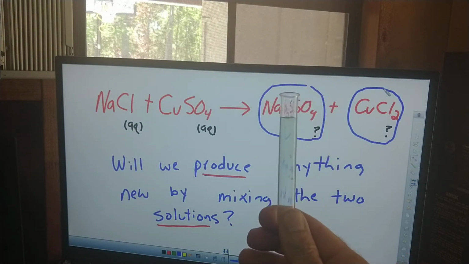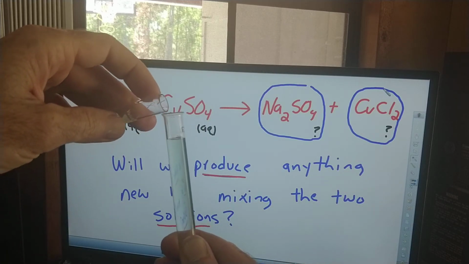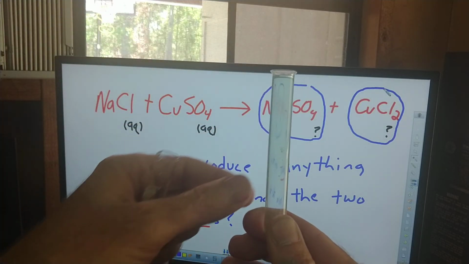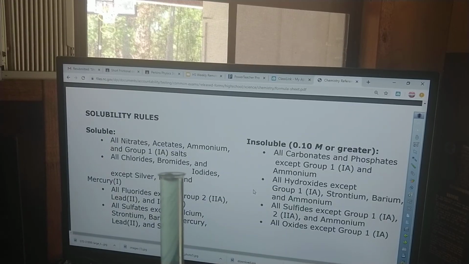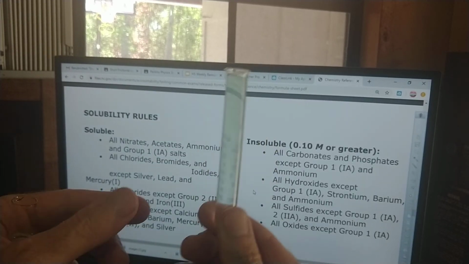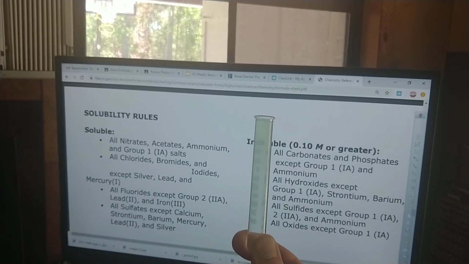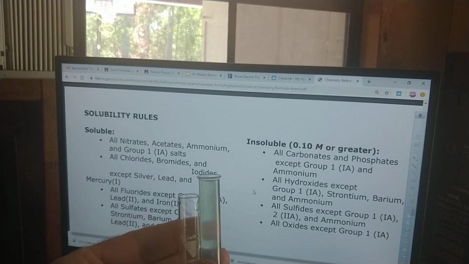Did something exciting happen there? Are we looking at something new? Is this something wonderful? Can you see a little gel or something floating around in there? Well, the answer is no. It's just clear water. I mixed some blue water and some clear water, and now I have a little bit of water that's just lighter blue. Why is that?